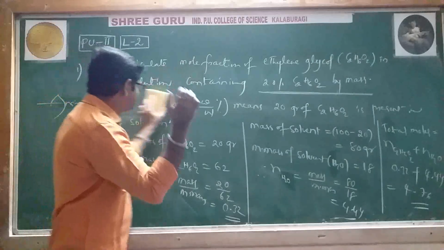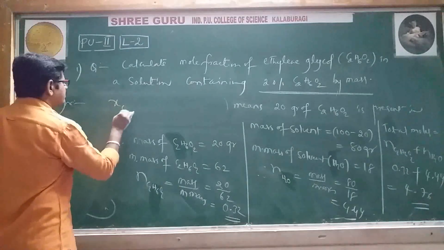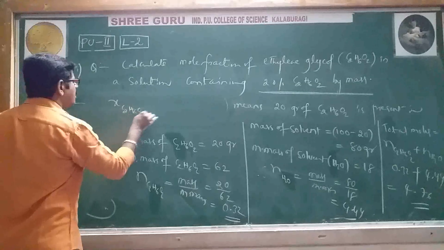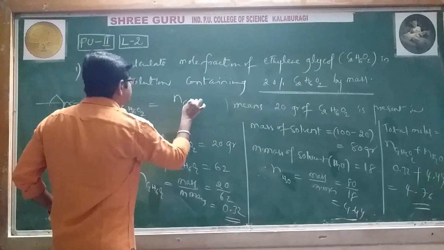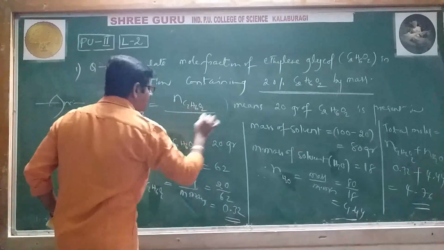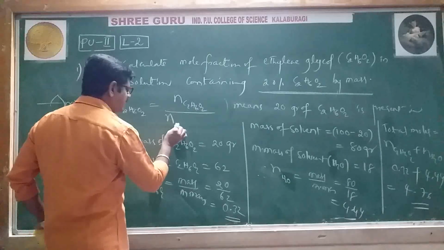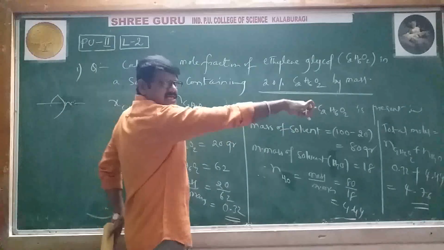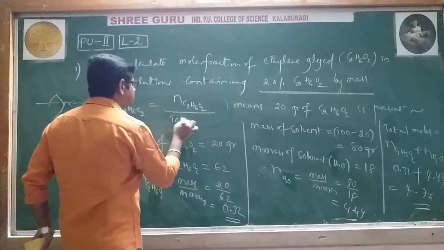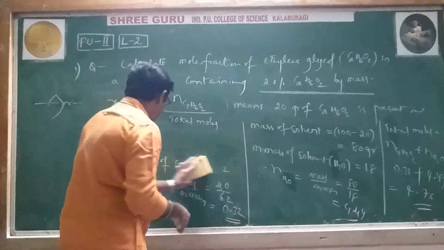We'll start the mole fraction of ethylene glycol. Then I'll just remove this here. Mole fraction X of ethylene glycol, C2H6O2. What is the formula? Number of moles of ethylene glycol divided by total moles. Total moles means number of moles. We can write total moles directly, because anyhow total moles we have already calculated, no doubt.